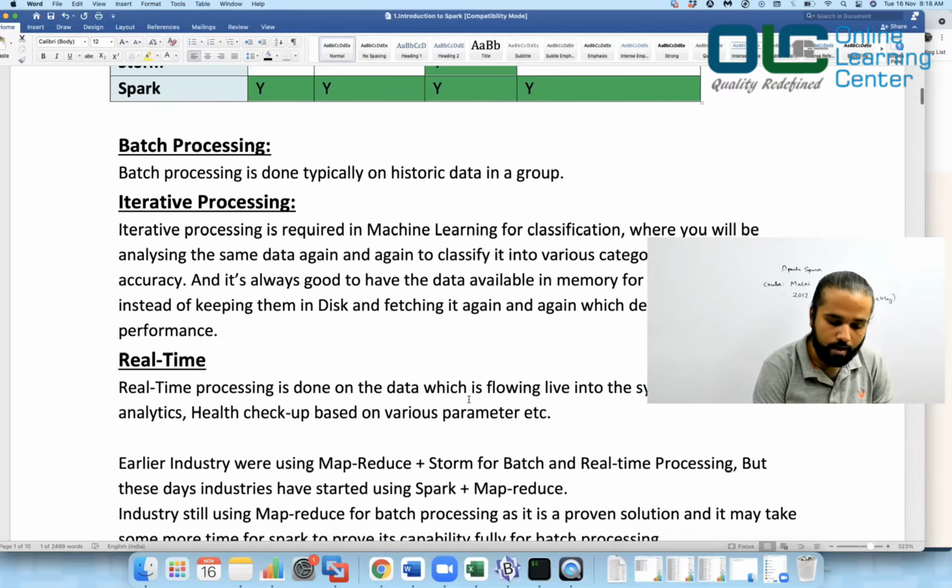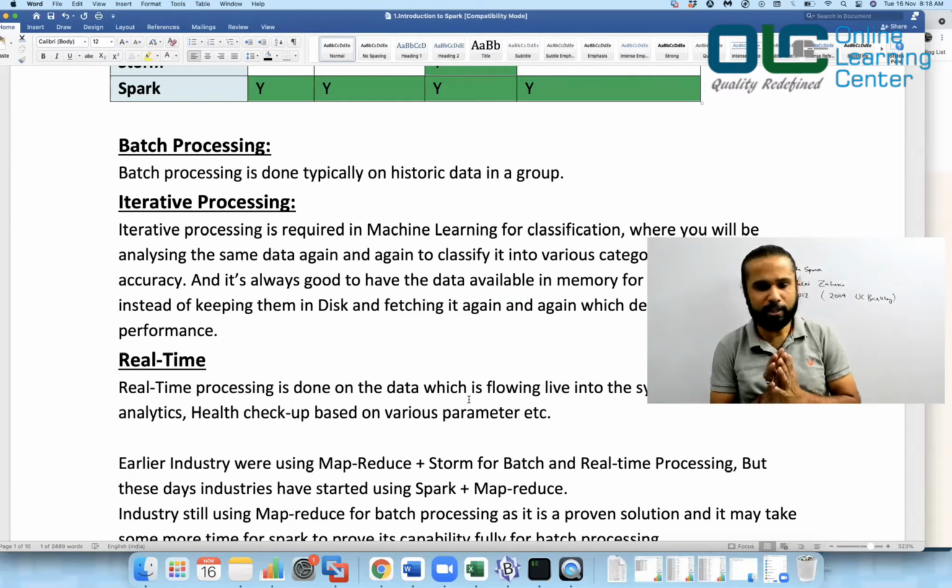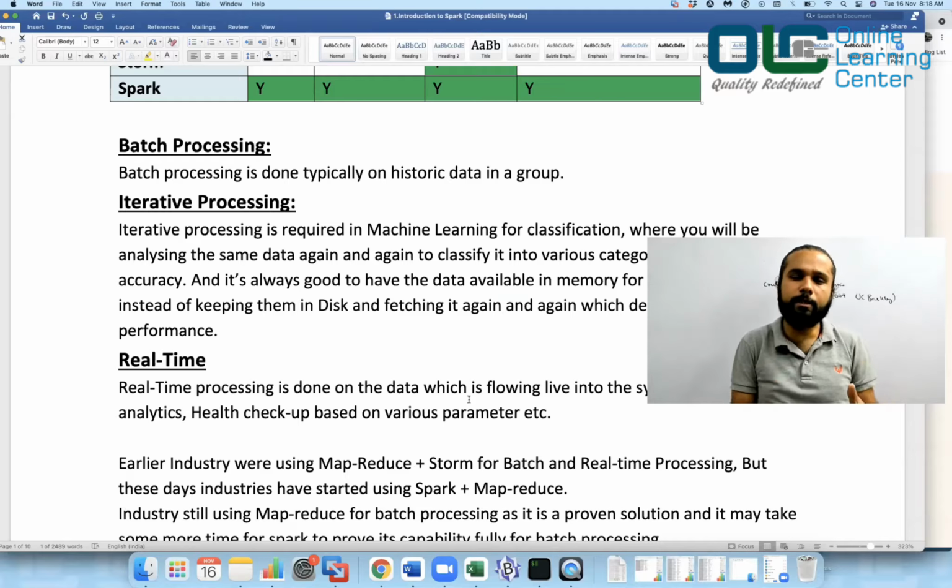Okay, now when we talk about batch processing, what do we mean by batch processing? Batch processing means grouping the data together collectively and processing it over n number of days.